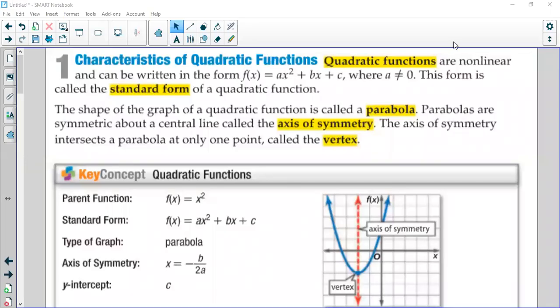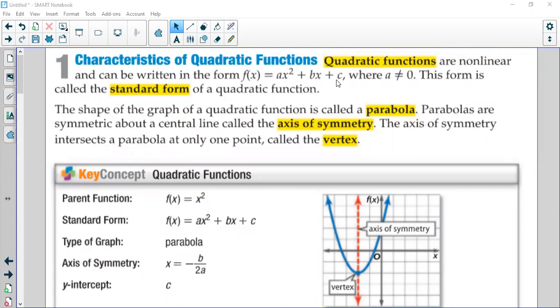All right, welcome to chapter 9. We spent chapter 8 working with quadratic equations and quadratic expressions. A quadratic is where you have an x squared or a variable squared. Now we're going to call them quadratic functions because they're not going to use a y, they're going to use the function notation, f of x. Remember that? So f of x is equal to ax squared plus bx plus c.